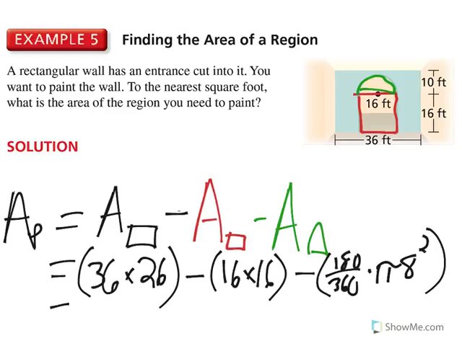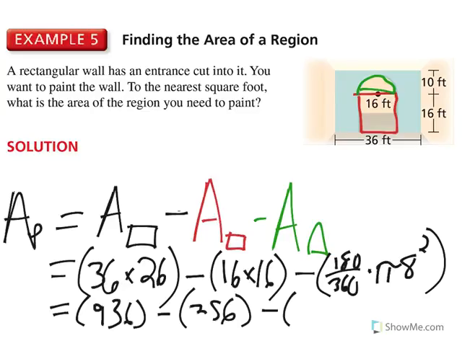Then we just need to start solving this out. 36 times 26 gives us 936. The second part, 16 times 16, or the same thing as 16 squared, gives us 256. And then the last one, you're going to multiply all that part out as well, and it's going to give you approximately 100.5. Now we don't need the parentheses anymore, so you could erase that part on your problem.